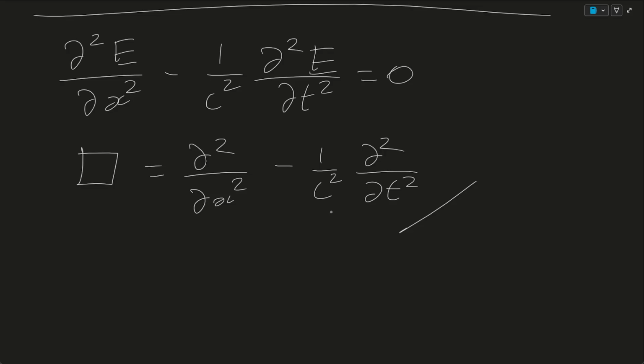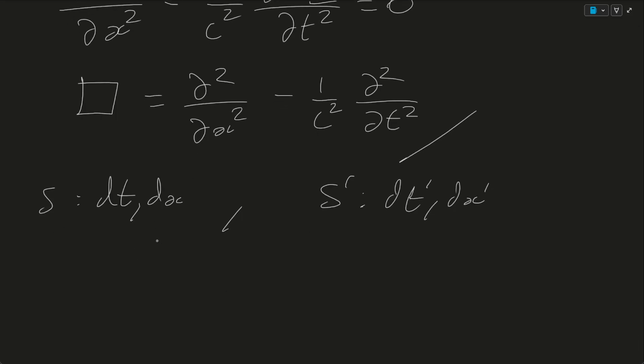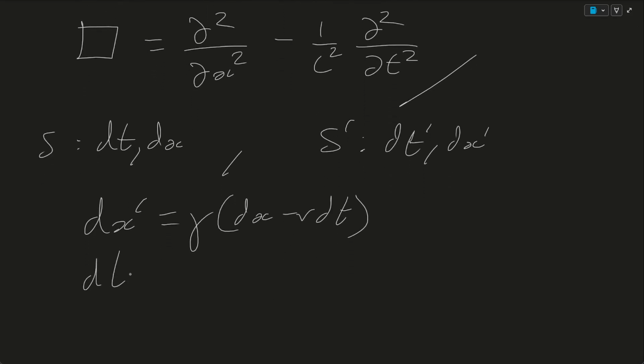Hopefully it will give us the space-time interval if I do everything correctly. Let's consider two events. In S, they're separated by dt, dx, and in S dash, they're separated by dt dash, dx dash. Now let's use the Lorentz transformations to relate these two. So dx dash is equal to gamma times dx minus v dt, much like what we did above, and dt dash is gamma times dt minus v over c squared dx.